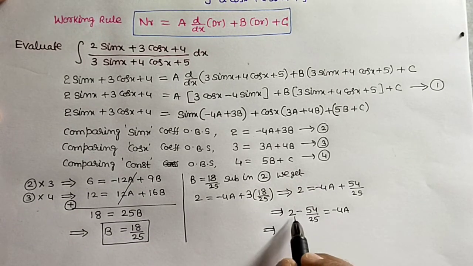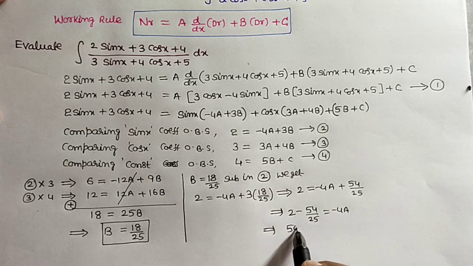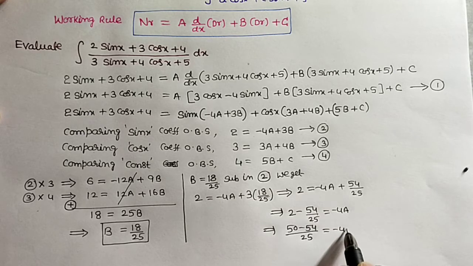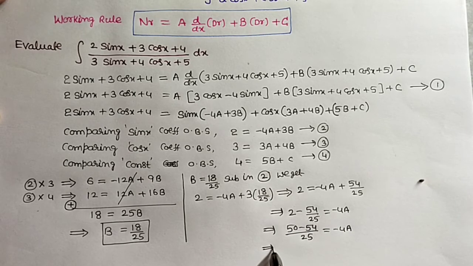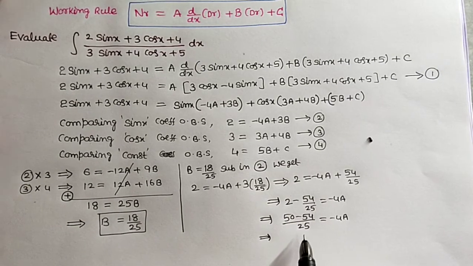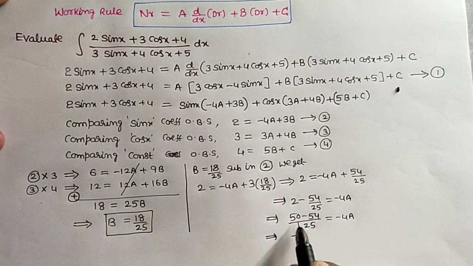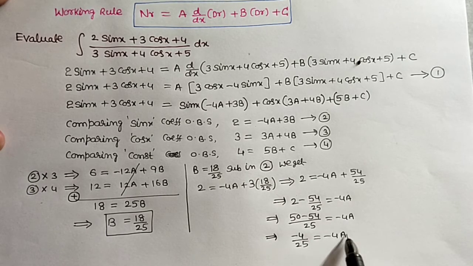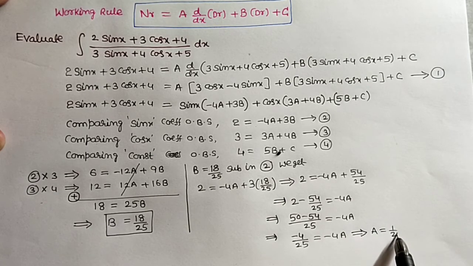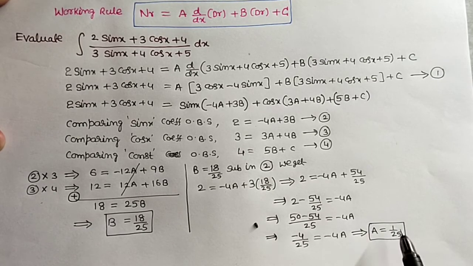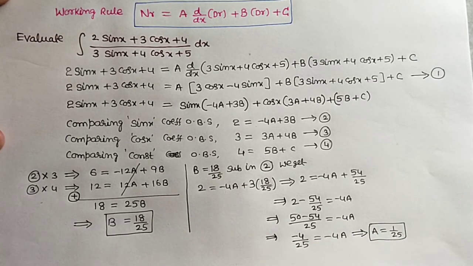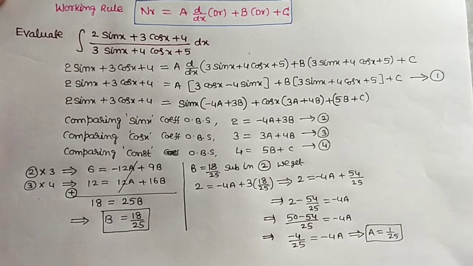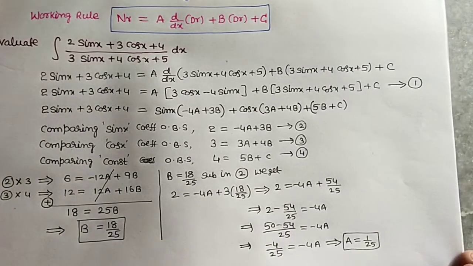That implies 25 2s are 50, 50 minus 54 divided by 25 equal to minus 4a. That implies 50 minus 54 is minus 4, divided by 25 equal to minus 4a. On both sides minus 4 get cancelled. You will get a is equal to 1 by 25. That a value, and the b value, you can substitute in equation 4, you will get the value of c.